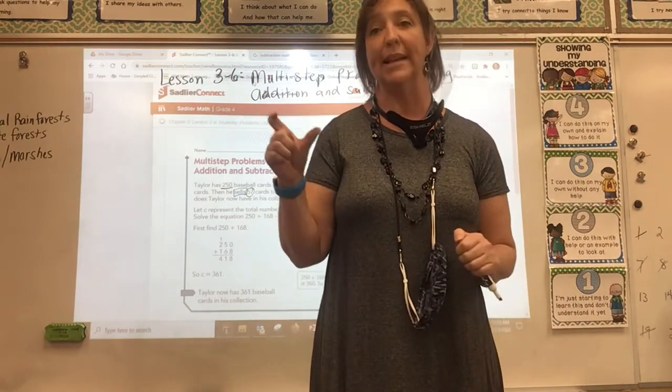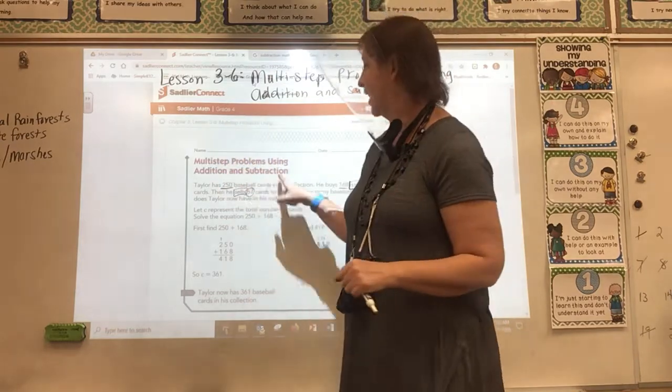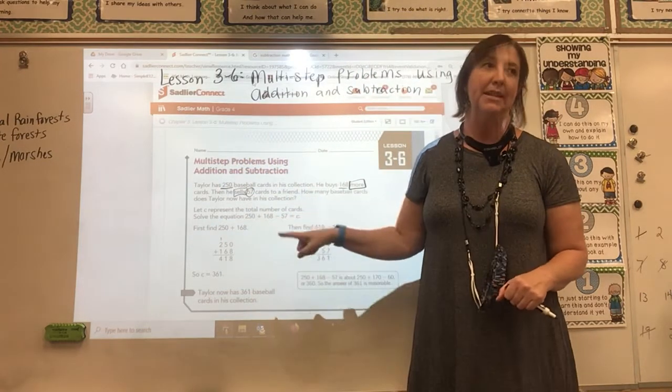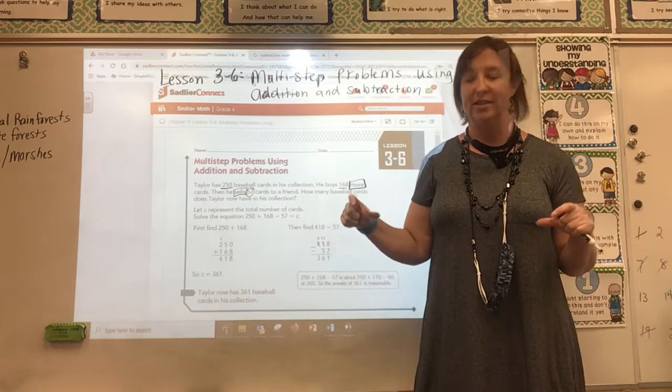But we do have to write down the number sentences because they're going to give us the statement and we have to write down what the equation is going to look like.